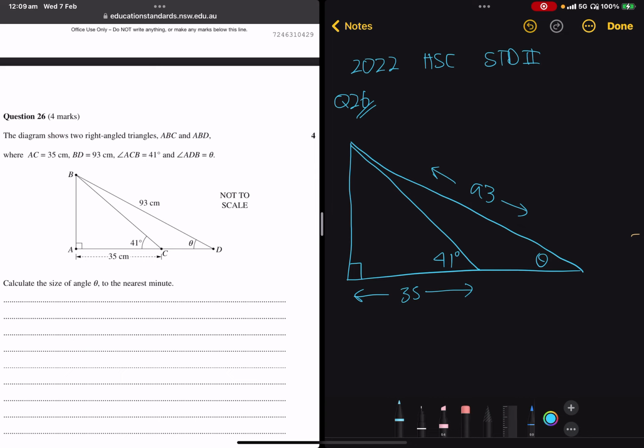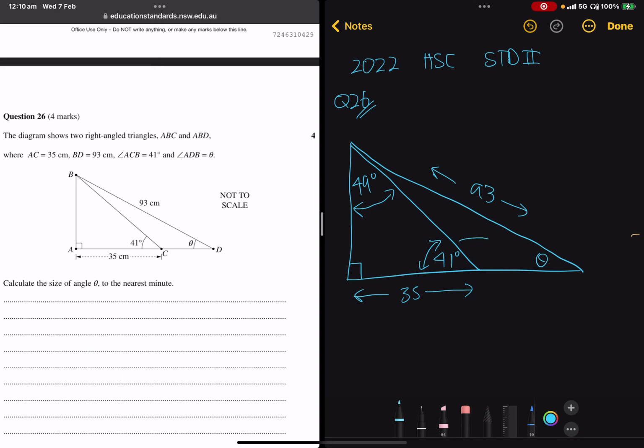Alright, so first, if we look at the smaller triangle, if this angle is 41, we know the angle sum of a triangle is 180. We can immediately calculate this angle. This angle has to be 180 minus 90 minus 41. So 90 plus 41 is 131. 180 minus 131 is 49. So this is 49 degrees because the angle sum is 180.